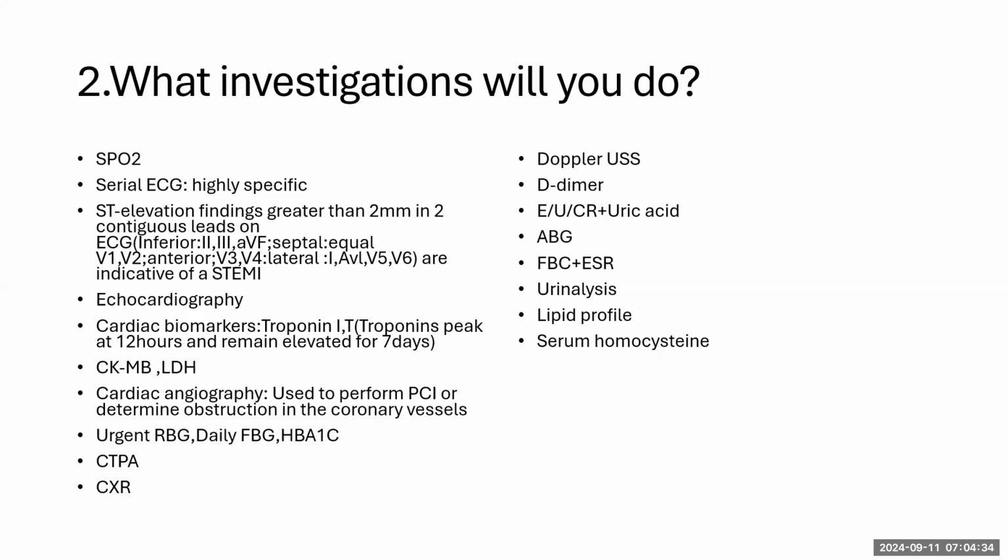I'll also do an echocardiography for this patient, the cardiac biomarkers: troponins I and T, CK-MB, and LDH. I also want to do cardiac imaging, especially a cardiac angiogram. This is used to perform PCI or determine obstruction in the coronary vessels. Also, since the patient is living with diabetes, I want to do an urgent random blood glucose at presentation, as well as the daily fasting blood glucose and HbA1c. I also want to do a CT pulmonary angiography, chest radiograph, Doppler ultrasound, D-dimer, uric acid, arterial blood gases, full blood count, ESR, urinalysis, lipid profile, and serum homocysteine.